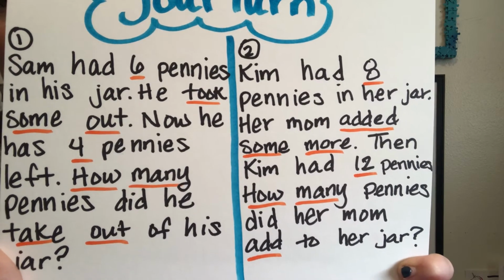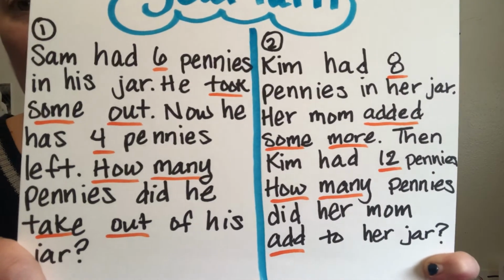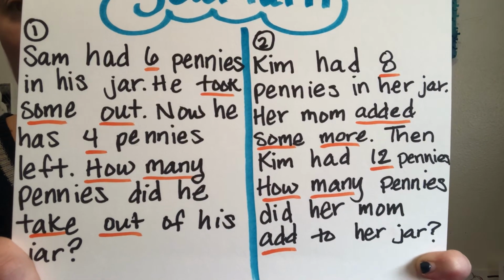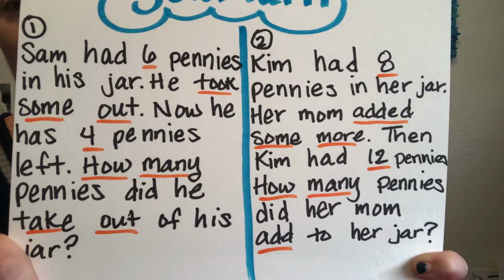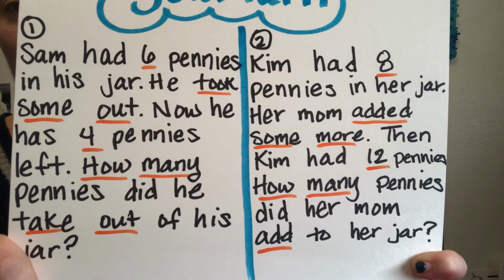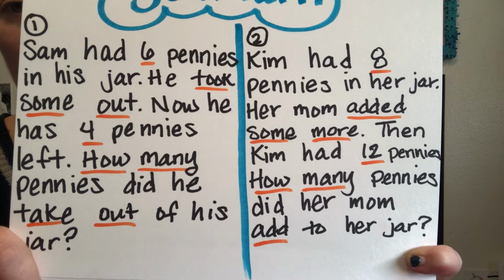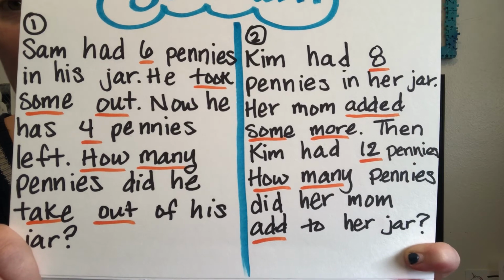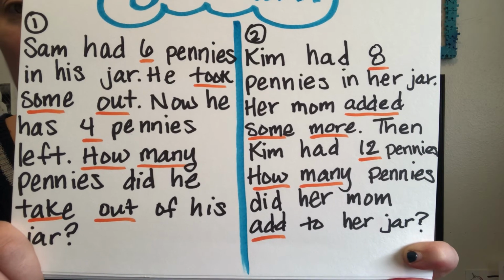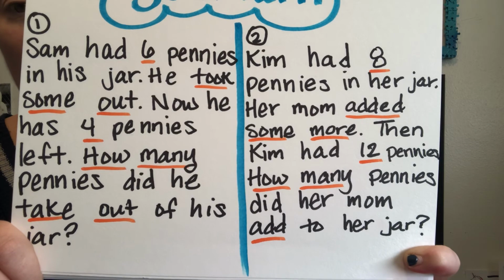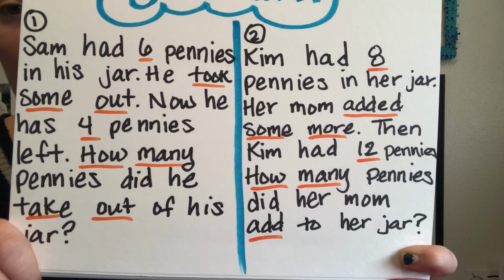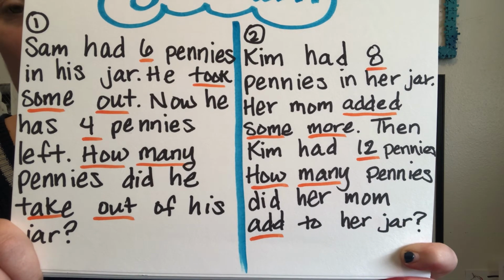So now that I've read it with you, I would pause here and do number 1. And when you're ready, hit play again to do number 2. Number 2 says, Kim had 8 pennies in her jar. Her mom added some more. Then Kim had 12 pennies. How many pennies did her mom add to her jar?